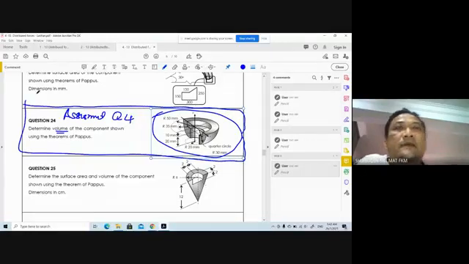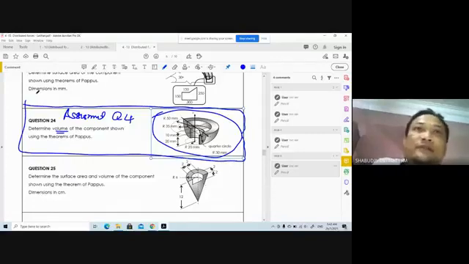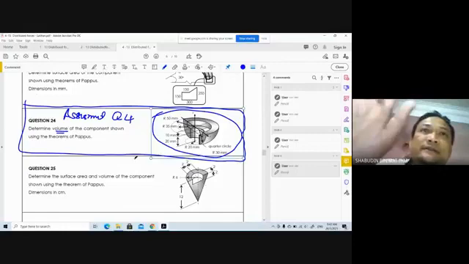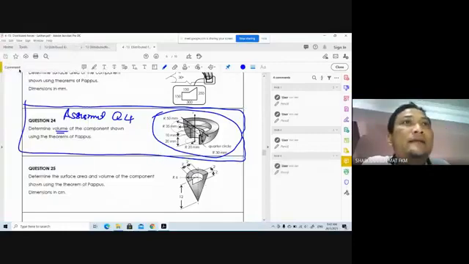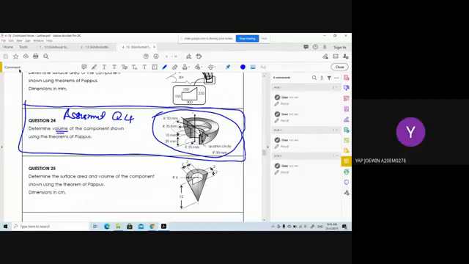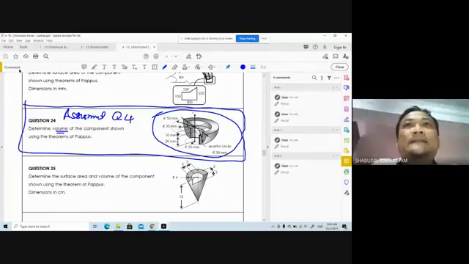Do this at home. Okay, so you have 3 questions here. Okay, you have how many questions? Ada berapa soalan semua kena hantar? 4. 2 in machine, 1 in surface area, 1 in volume.